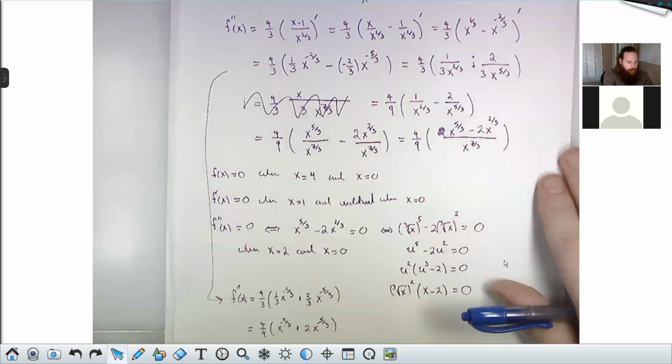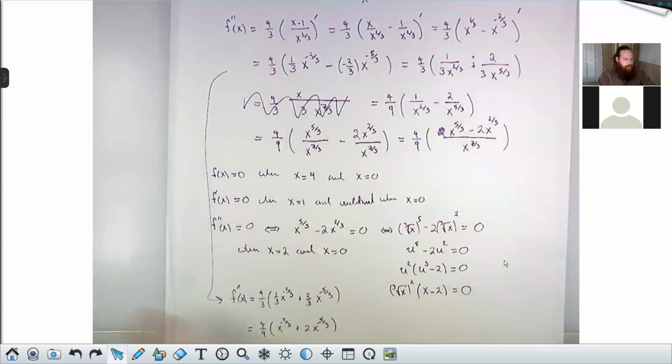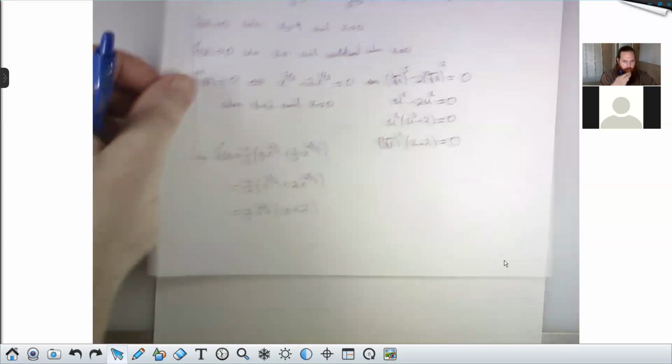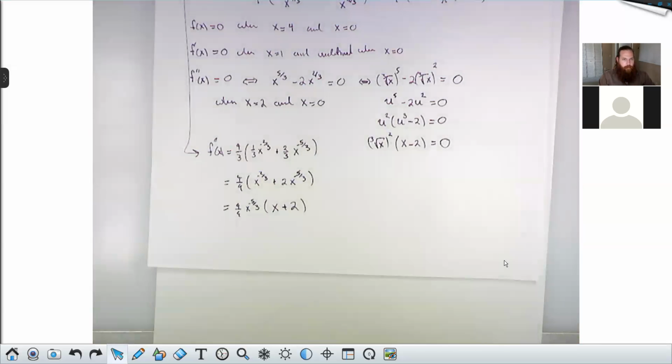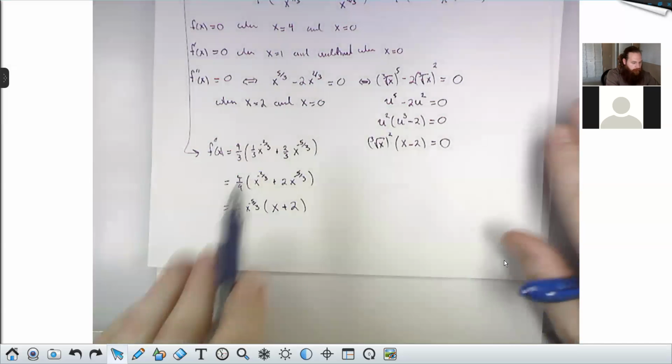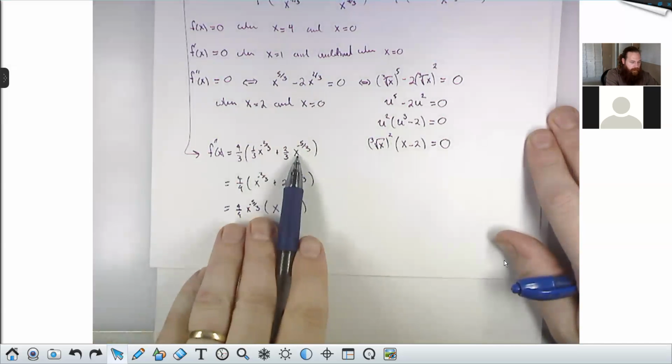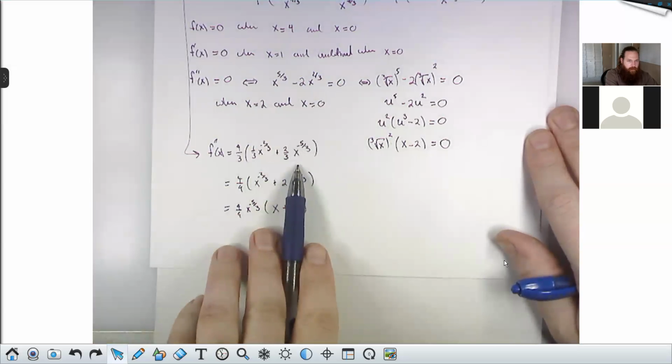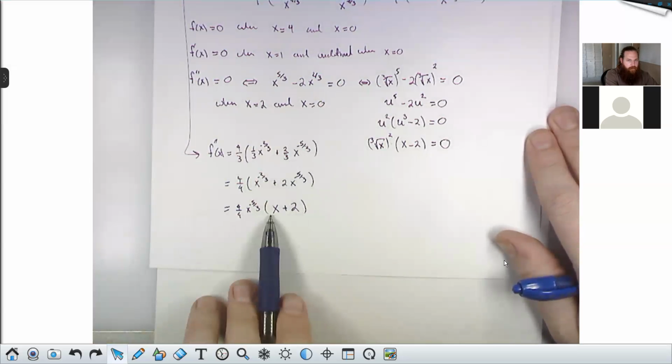But there's a better way to do the algebra, and I've got that down here. I'm going to go through it step by step for you, but this is the result. If you factor an x to the negative 5/3 from this expression, you'll get x plus 2. And I'll show you why.